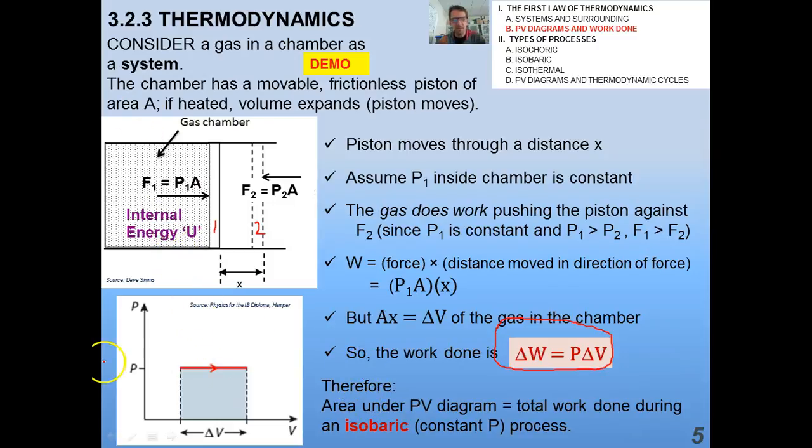Therefore, this is what's so cool about this. The area under a PV diagram, whether it's curved or straight line or whatever, is the total work done during a process. But this process, in this particular case, if it's horizontal, is called an isobaric process. Iso meaning the same, baric, think about barometric pressure. This is a constant pressure situation, okay? So in this case, the work done in going from volume 1 to volume 2 is just the area of this shaded region. So V1 would be here, and V2 would be over here, okay?